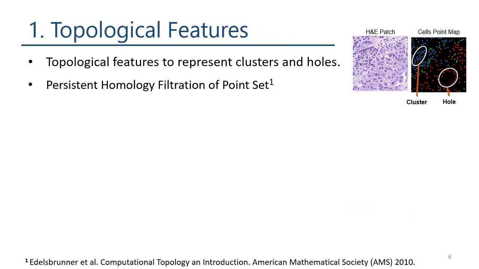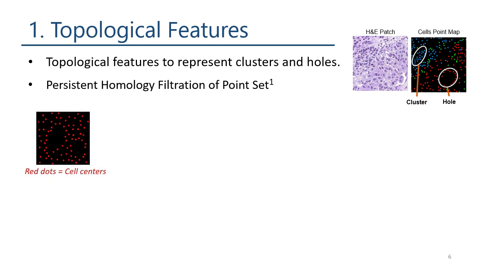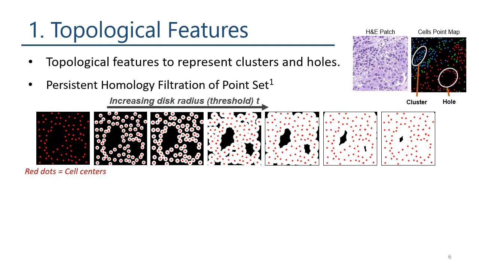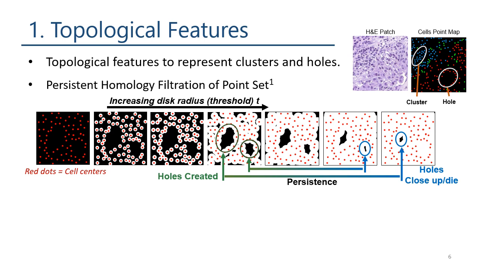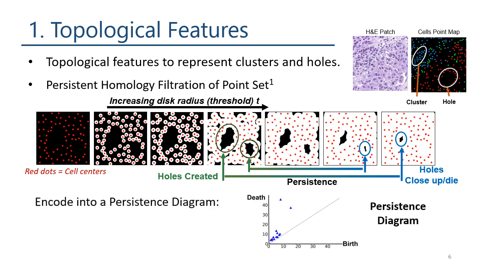Clusters and holes are topological features. We use persistent homology to capture and characterize the topology. With persistent homology, we apply filtration on the point set of cells. The filtration simulates the growth of disks centered at each cell. Throughout the filtration process, different holes will appear and eventually will seal up or die. The distance between the birth and death of a hole marks its persistence and is correlated with its size. And so the persistent homology captures all these holes and encodes them in a persistence diagram, where each point represents one hole and its coordinates are the birth and death times.